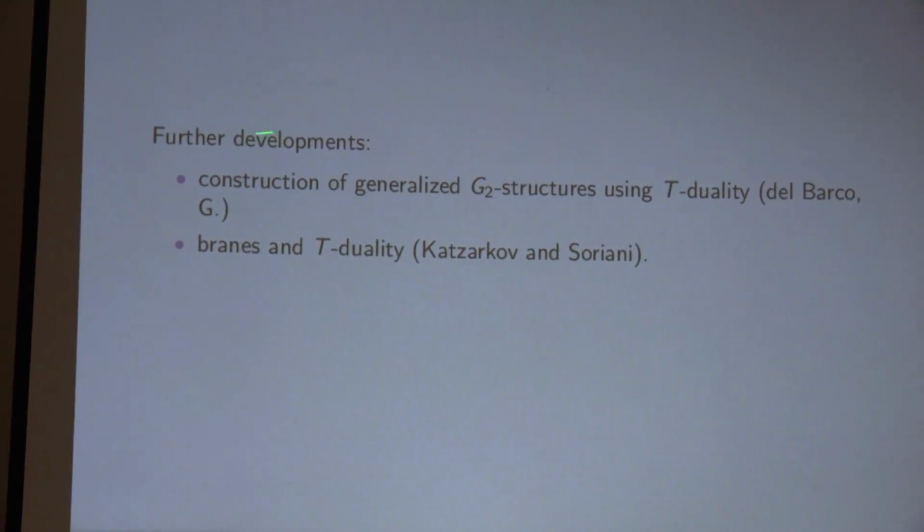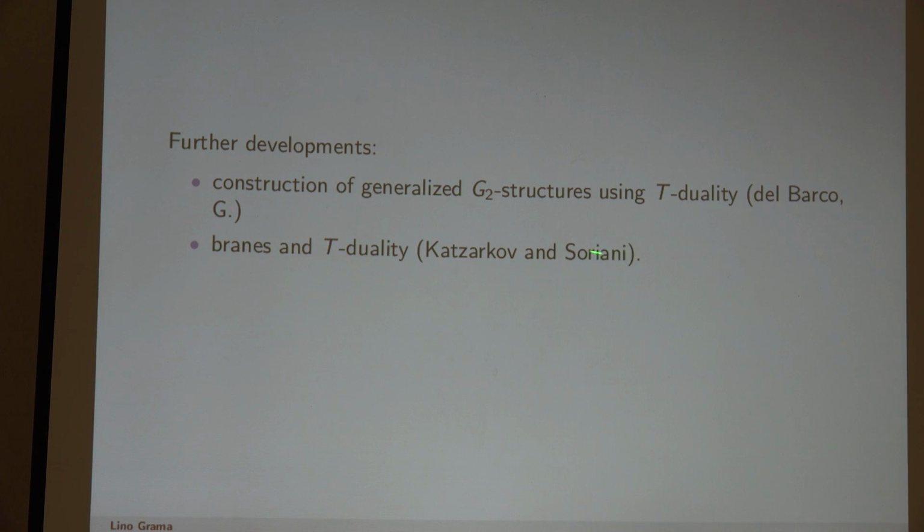And more recently, Katsarkov and Leonardo are working on branes in T-duality, how to transpose the branes from one side to the other in six-dimensional manifolds. The branes here are in the sense of Kapustin and Orlov. Okay, and that's it.